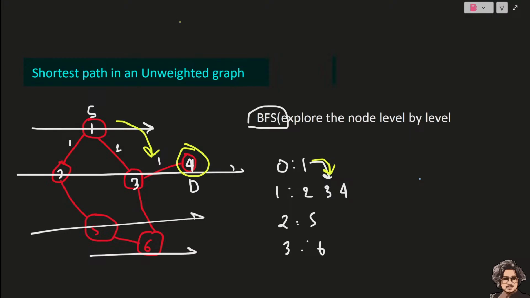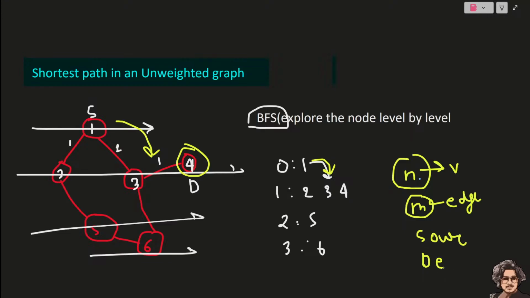So for the C++ code, first of all we need n vertices, m edges, and the source and the destination. These are the vertices, these are the edges, and this is the source and destination. These things are required.